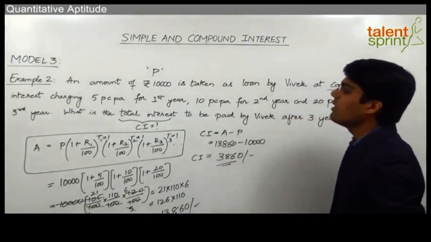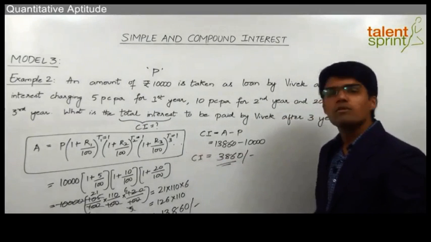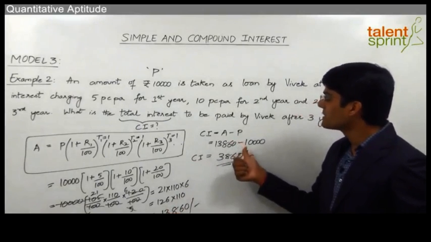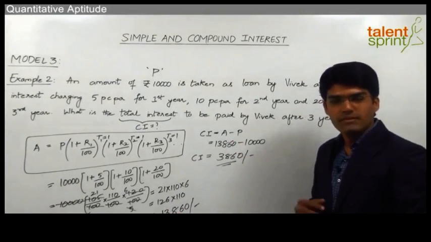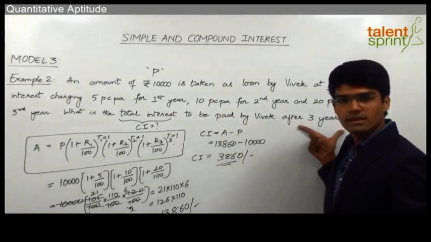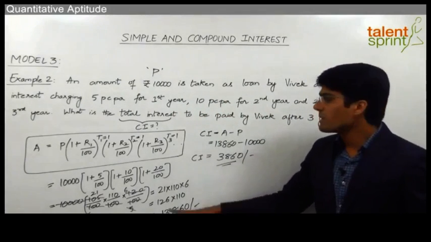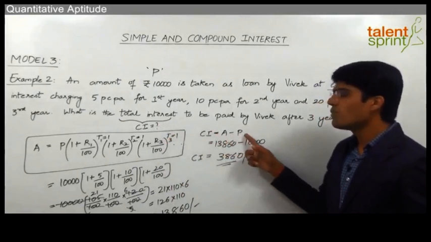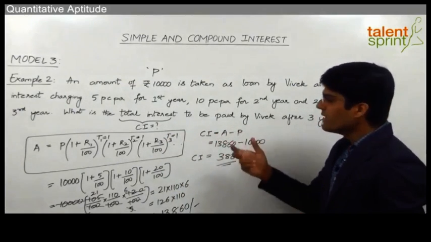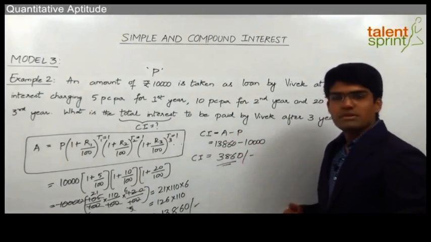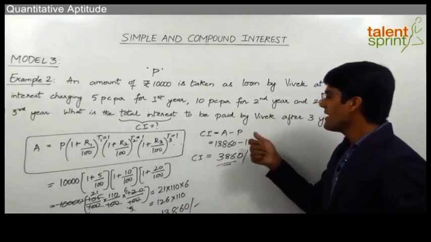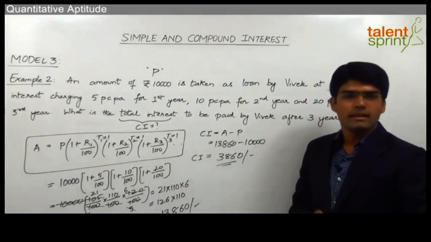So this is how, with the help of the formula for total amount, we can first always calculate the total amount, and from that we can subtract the principal to get the compound interest. If the question is what is the total amount that needs to be paid by Vivek at the end of 3 years, we can stop here itself. But since it is about interest, we need to go for the next step, that is amount minus principal. But friends, going by this formula is a lengthy procedure. Why? Because we need to do the solution in a step-by-step manner, and then from that we need to subtract the principal to get the required answer.